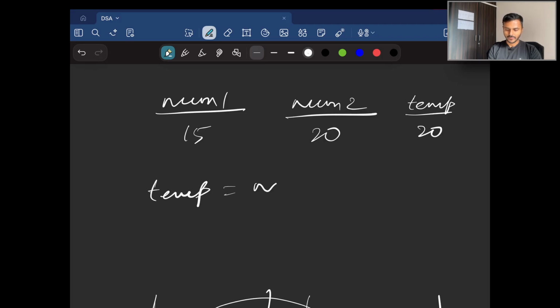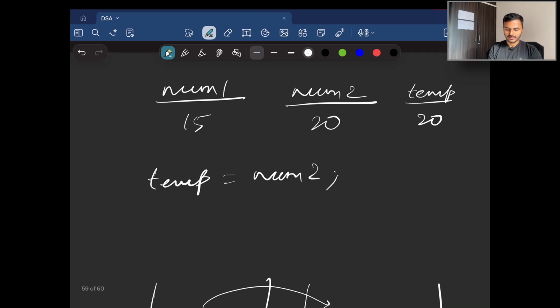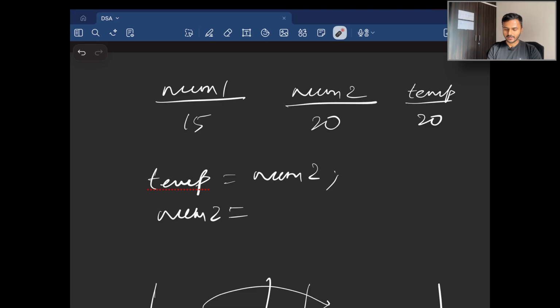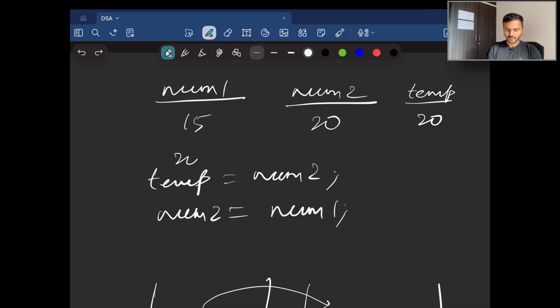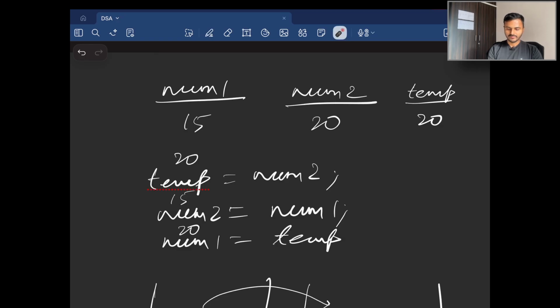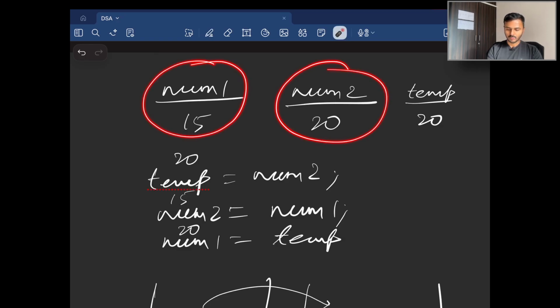First of all, you make a copy of num2. Then since you have a copy of num2 already, you're ready to overwrite the value of num2 with whatever you have in num1. So you can say num2 is equal to num1. With that, temp will have 20, num1 has 15, so num2 will have 15, and then you can say num1 is equal to temp. So whatever was there in temp, which is 20, will get stored in num1.